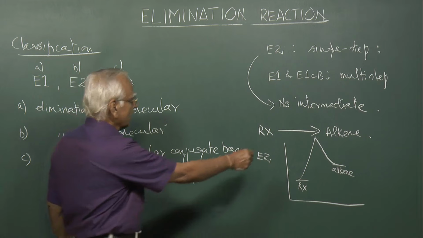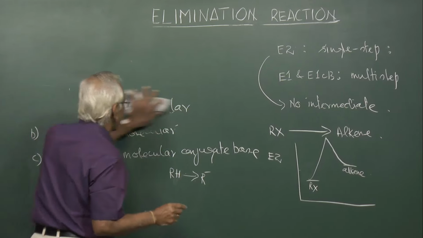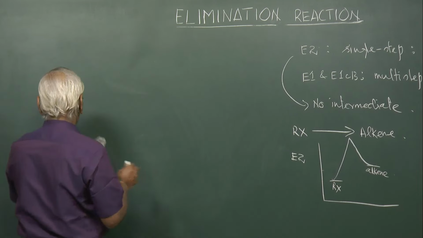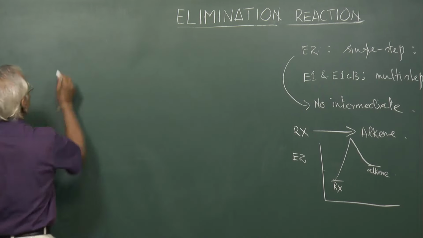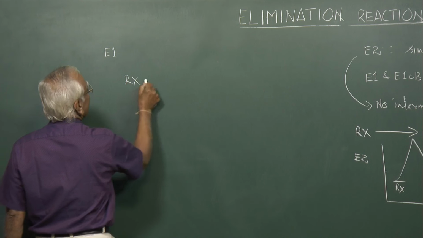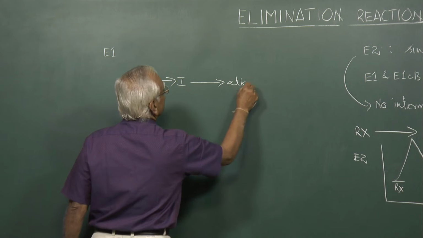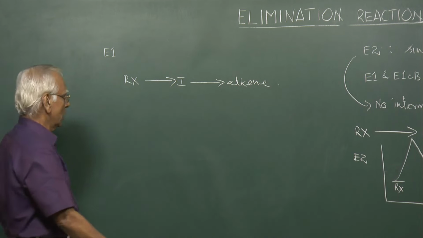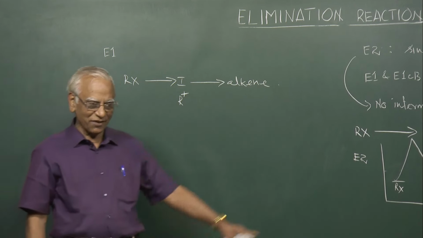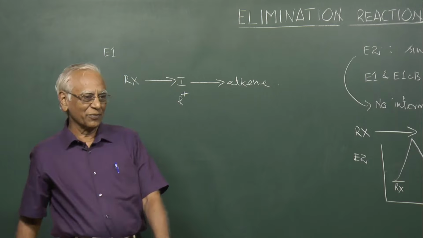Whereas in the case of E1 reaction, let me write how it looks. If it is a two-step process, you should have one intermediate and two transition states. For example, how does your E1 reaction go? Alkyl halide is converted to an intermediate, and the intermediate is converted into an alkene. Assume that it is going to be a two-step process here. And in this case, we are going to propose the formation of a carbocation, just as we proposed a carbanion in the case of E1CB mechanism.